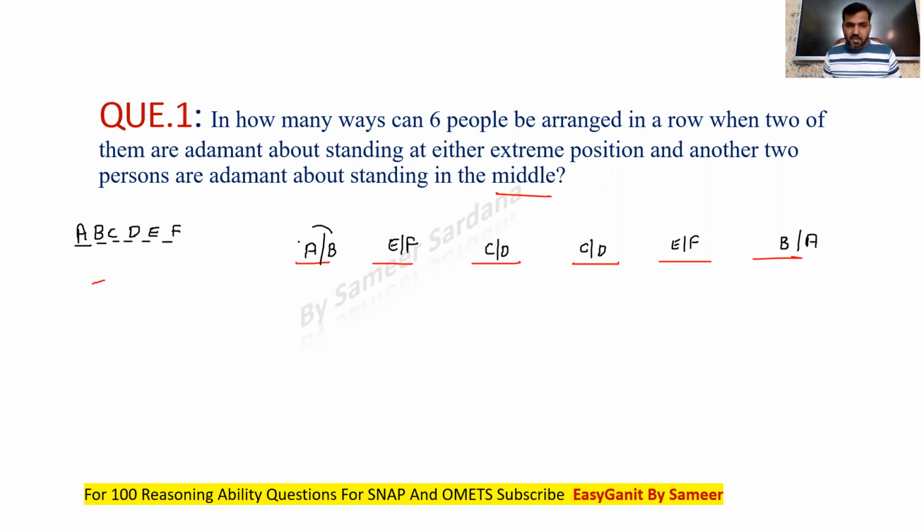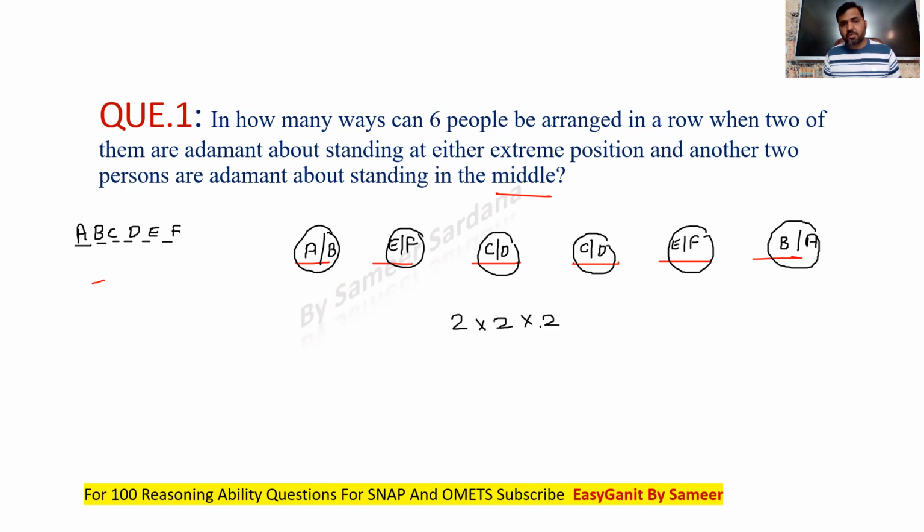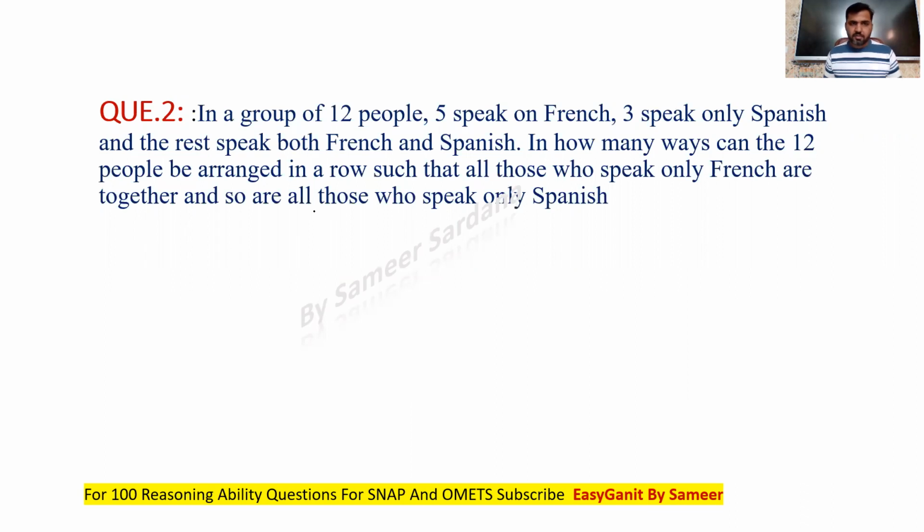Now I see that A and B can change their position among themselves. This can be done in 2 ways. E and F can also change their position among themselves. This can also be done in 2 ways. And C and D can also change the position among themselves. And this can also be done in 2 ways. So 2 into 2 into 2, answer will be equal to 8. This would be the correct answer, guys, right? 8 is the correct answer. Very easy and very simple question.